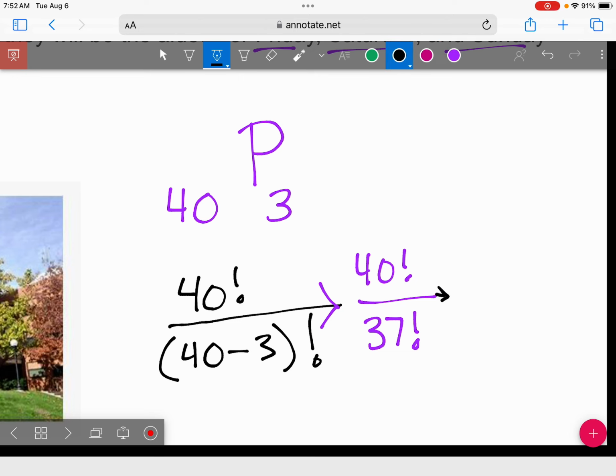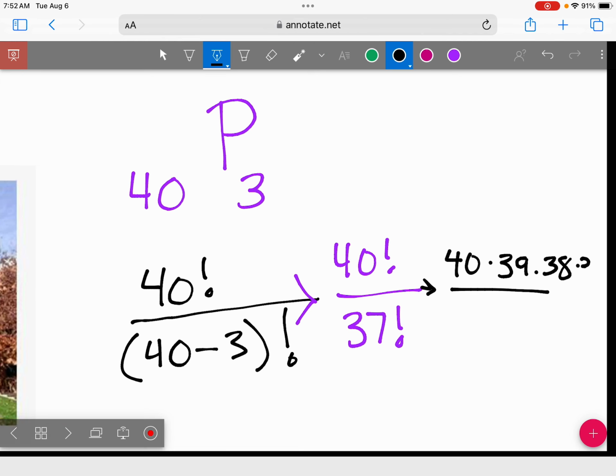But if we notice with our canceling out like we did on the last one, if I do 40 times 39 times 38, and then we have 37 factorial, because that's all it is, it's taking the 37 and continuing that on. That makes it easier for me to cancel these things out. If I take my numerator just to the point where those are going to cancel out, it's going to make my life a whole lot easier. So we're going to get our answer by multiplying 40 times 39 times 38.